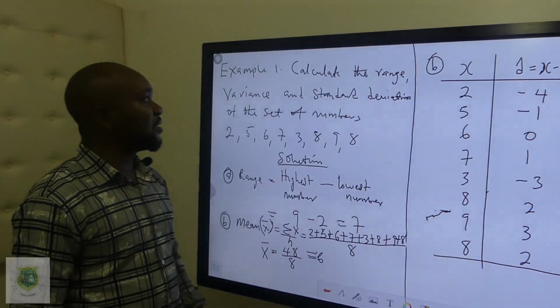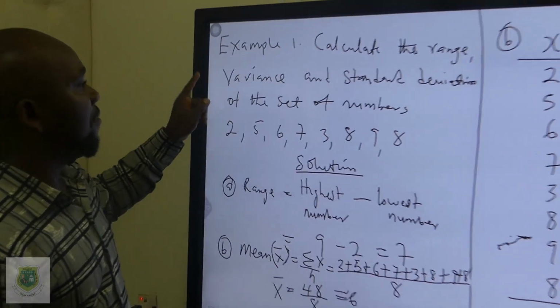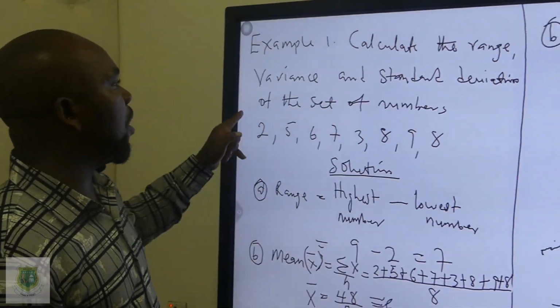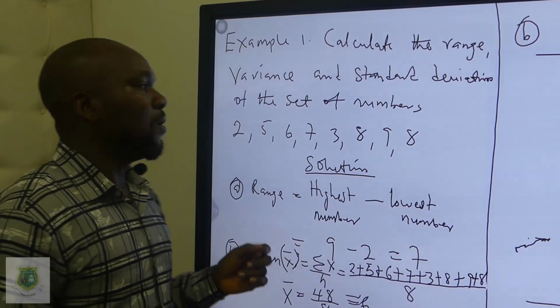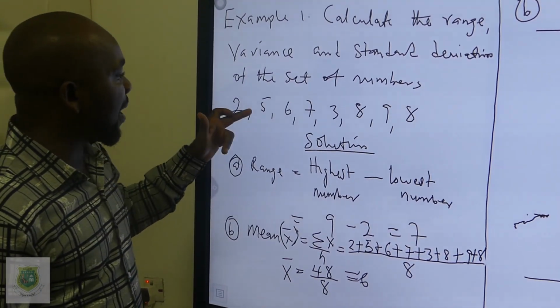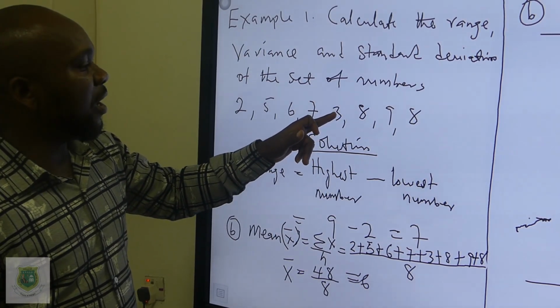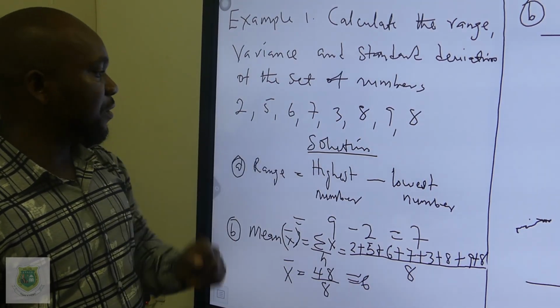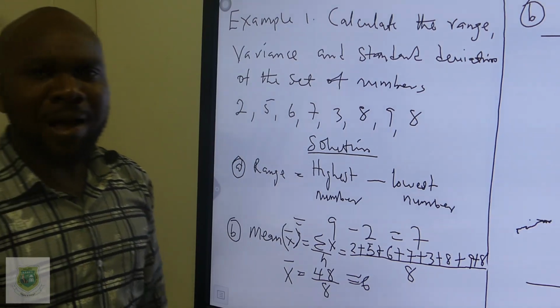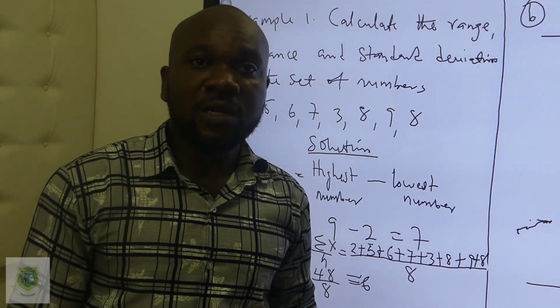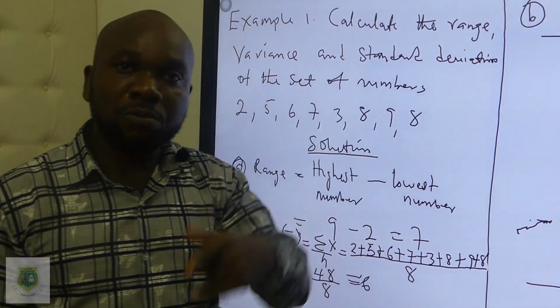This example says, calculate the range, variance, and standard deviation of the set of numbers. Look at the numbers they give to us: 2, 5, 6, 7, 3, 8, 9, 8. Then, remember I told you that range is the highest number minus the smallest number.